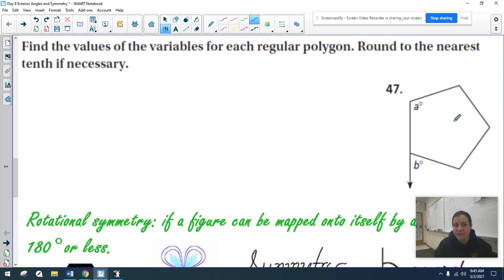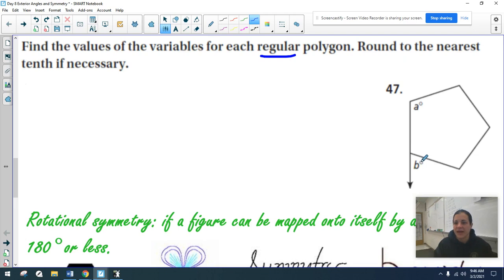So something like this, it says find the value of the variables for each regular polygon. You got to watch out for that. That shows me that everything's equal. Round to the nearest tenth. 1, 2, 3, 4, 5. I didn't notice that all my examples had 5 sides in here. That's just a random coincidence.